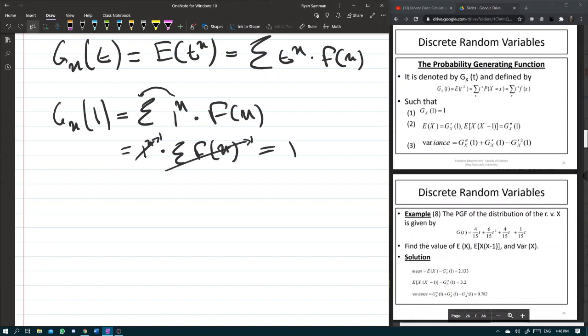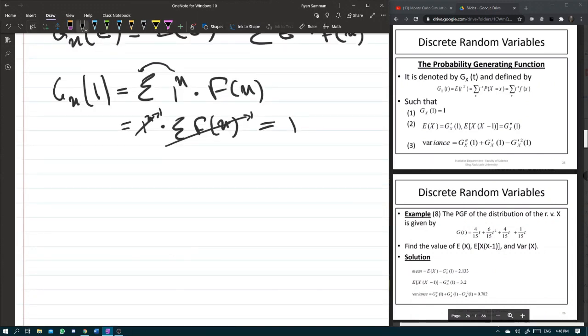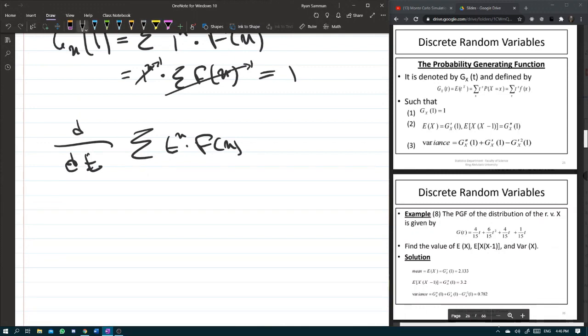However, what if we differentiate it? So d dt of t to the x times f of x. If we differentiate it, we're going to get the sum of x. So here we just move this down and we subtract 1. So x times t to the x minus 1 times f of x.